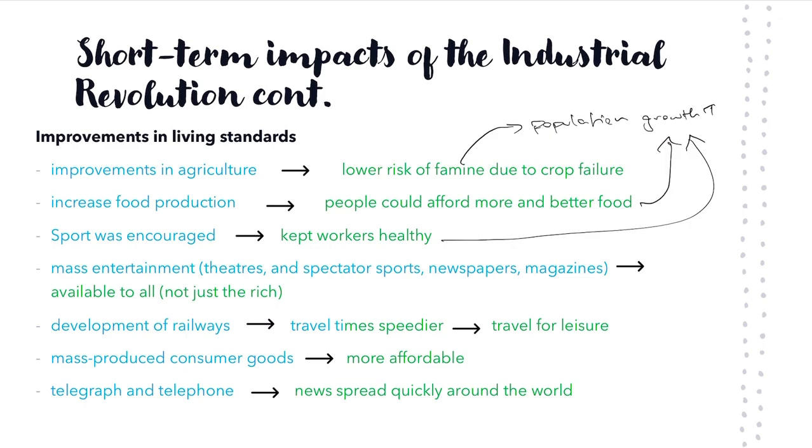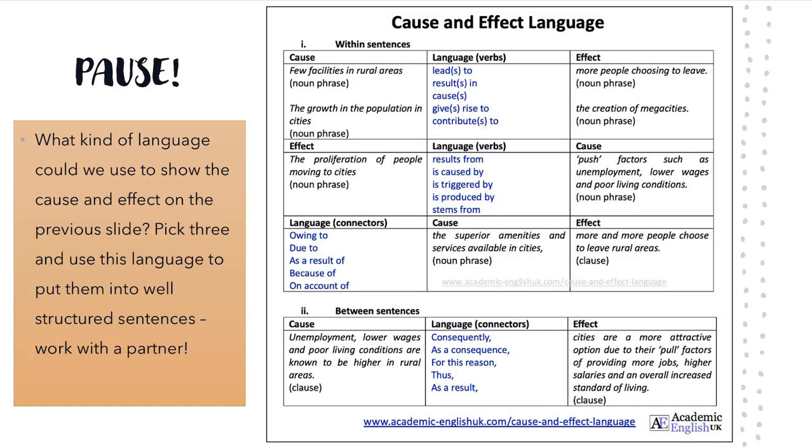We also had mass-produced consumer goods, which are more affordable for a lot of people, which means that disposable incomes started to increase. And with the advent of the telegraph and the telephone, news spread quickly around the world. I mean, it's pretty difficult to imagine not being able to instantaneously communicate with someone regardless of where they are in the world. But this is the world pre-industrial revolution.